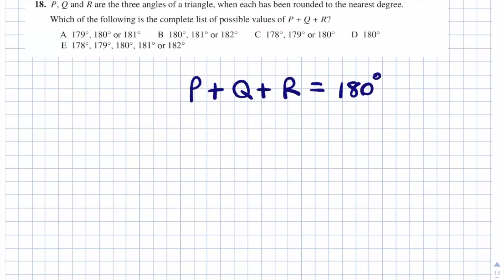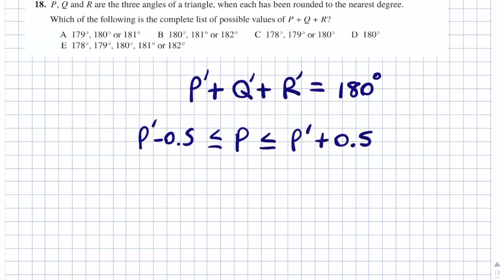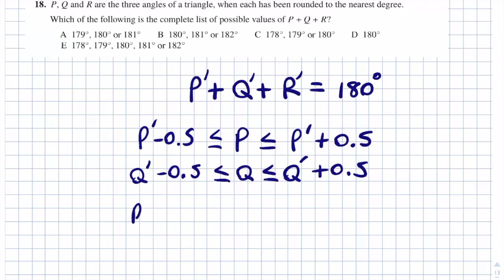But P, Q and R are the exact angles. We want to work out what the rounded angles are. So if I call these P dash, Q dash, R dash, we can say that P is going to be between P dash minus 0.5 and P dash plus 0.5. We can also say the same for Q dash, and also the same for R dash.